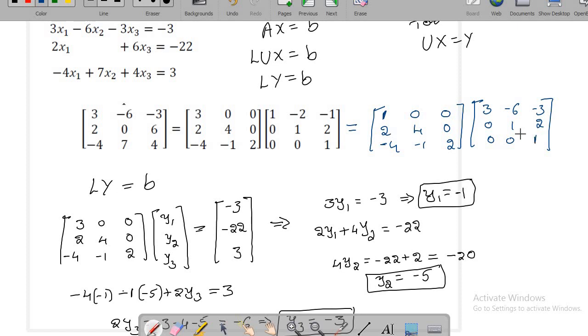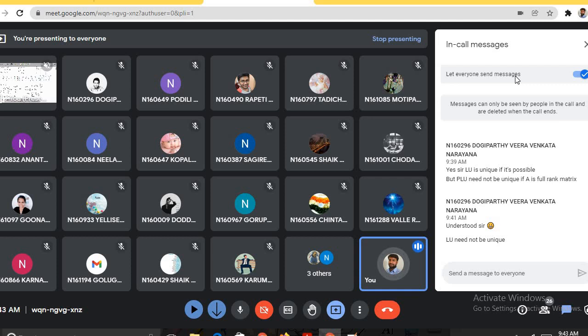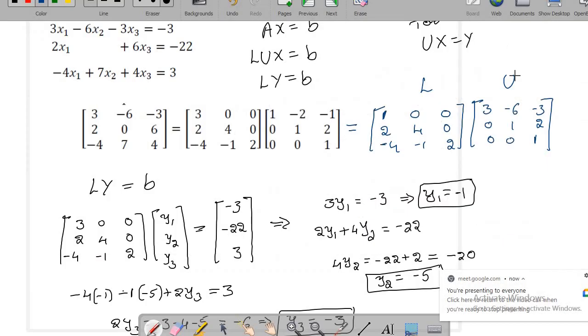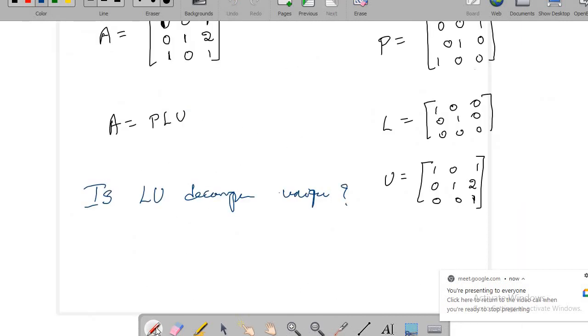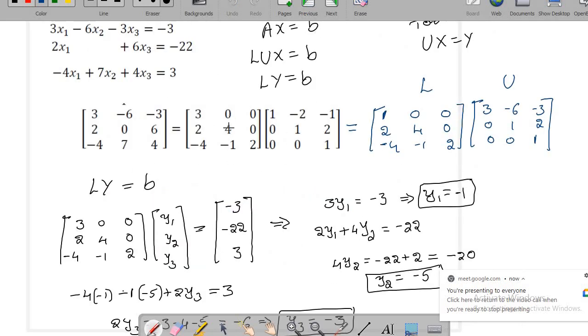Now you see, this also gives you L into U. It is a lower triangular, that is an upper triangular. This L is different from the L I wrote here, and U is different from this. Now you tell me, is LU decomposition unique? Yes, LU decomposition need not be unique. So the answer to this question is no. It's not unique. You can always manipulate this way. I gave 1. Similarly here, if you want to make 1, yes, you can make 1. Accordingly, you can make change here.